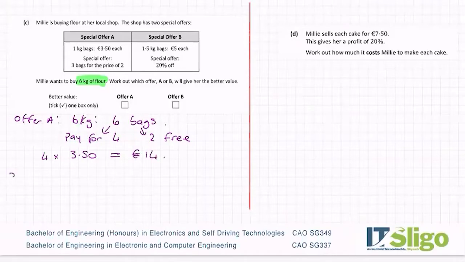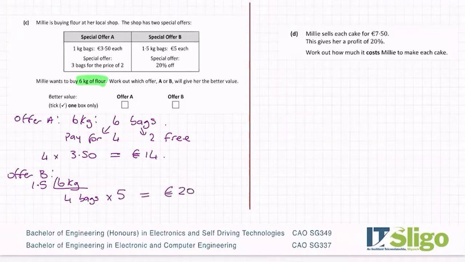So that's offer A. Let's have a look at offer B. 1.5 kg bags, €5 each. Special offer, 20% off. So I need to divide 6 kgs by 1.5 to see how many bags I need. Okay, and you'll get 4 bags. So I need 4 1.5 kg bags. I multiply that by 5. 5 fours are €20. Okay, and so that's before the special discount, so 20% off.